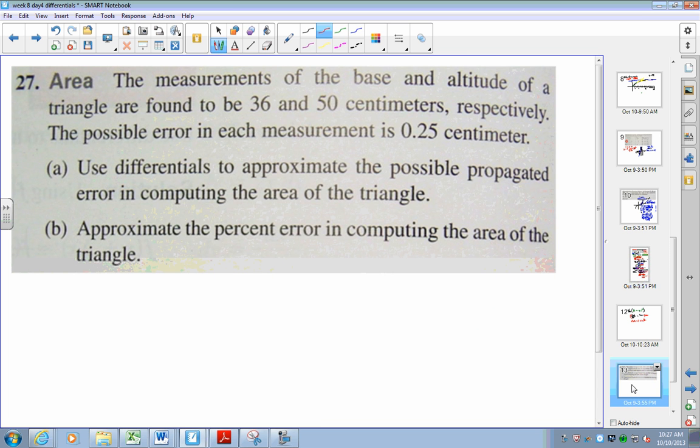One more, and then done. You have like 15 minutes. Okay, measure the base and altitude of a triangle. And I bet this one will go better. Okay, I really do.